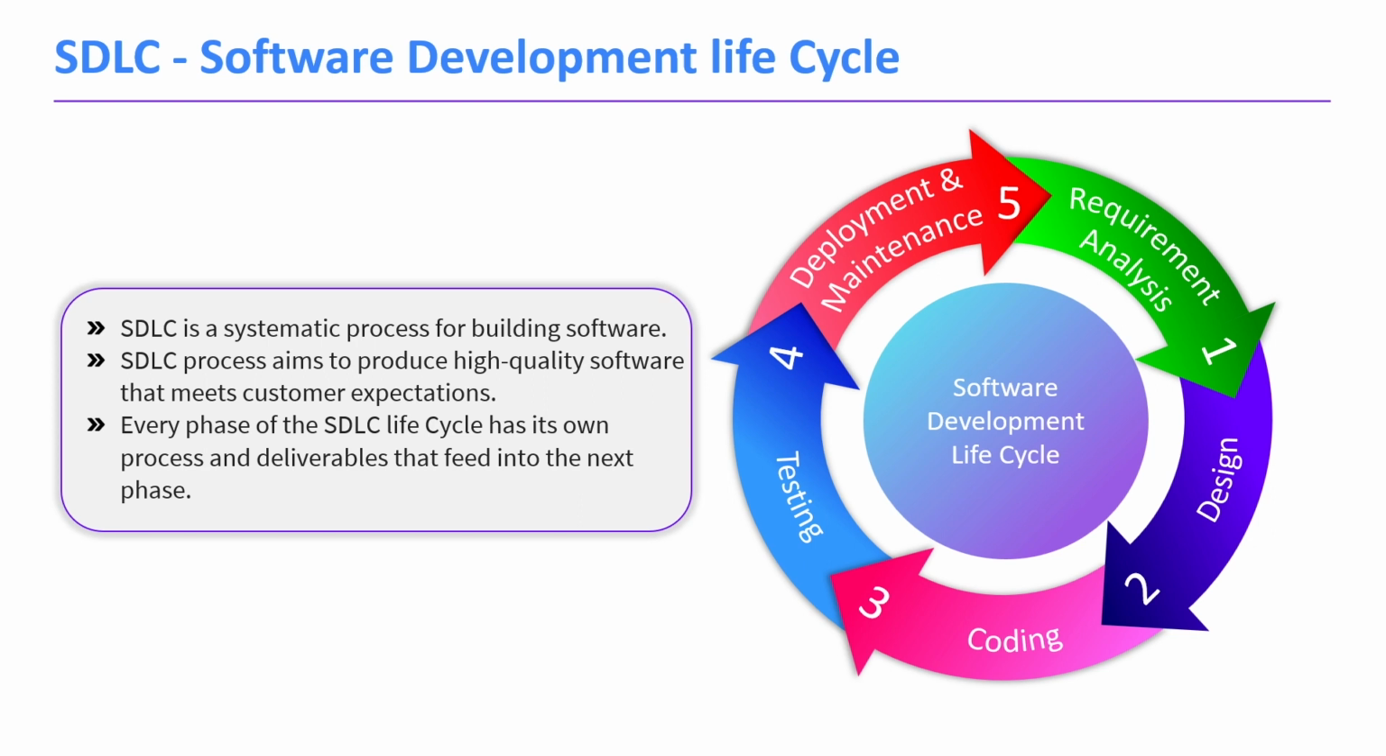This is the complete software development life cycle. Here are the 5 phases. First is the requirement analysis phase, second is design, third is coding, fourth is testing, fifth is deployment and maintenance. So one by one we will discuss each of the phases in detail. First is the requirement analysis phase.